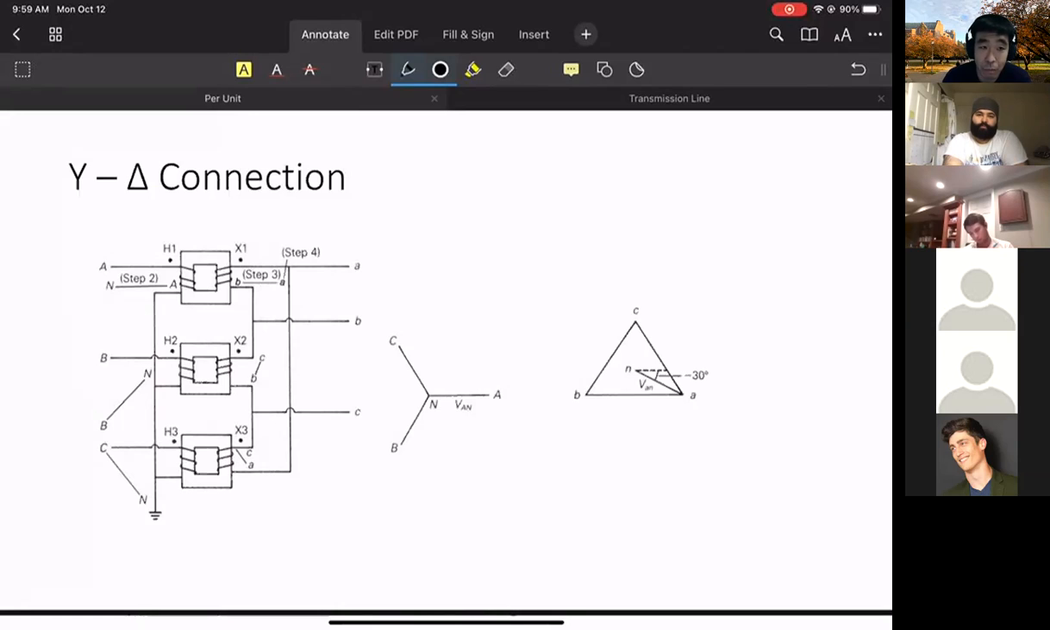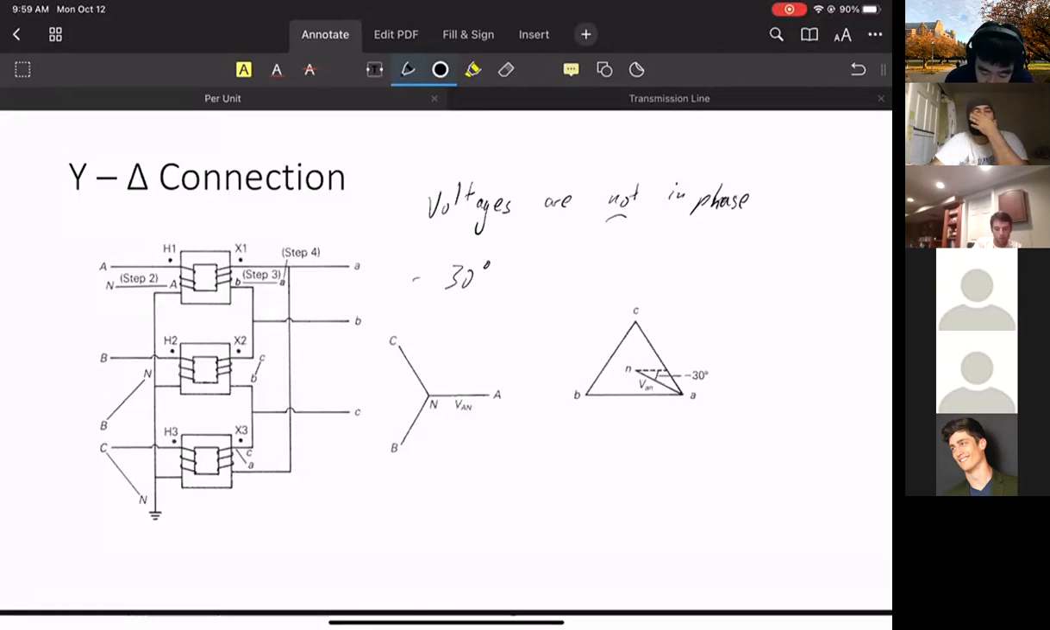So my high side is Y. Let's say the primary side is Y. Is it 30 degrees? Yeah, they're 30 degrees apart. So Y leads delta by 30 degrees. So the voltages are not in phase anymore, because the line-to-line voltage becomes a phase voltage. So that's why they're not in phase anymore, and there's a 30 degrees difference.